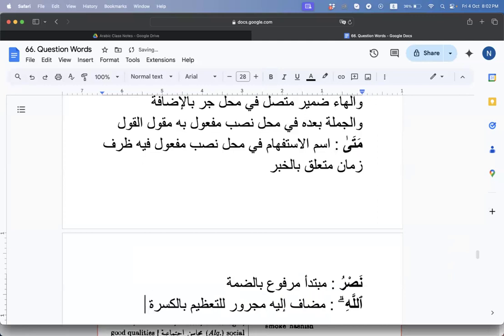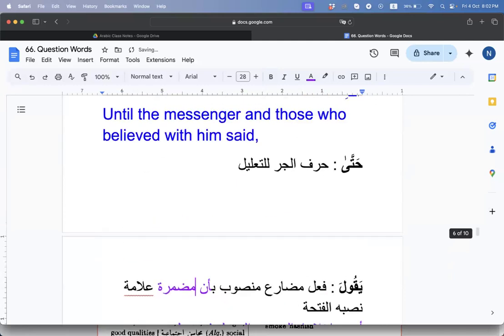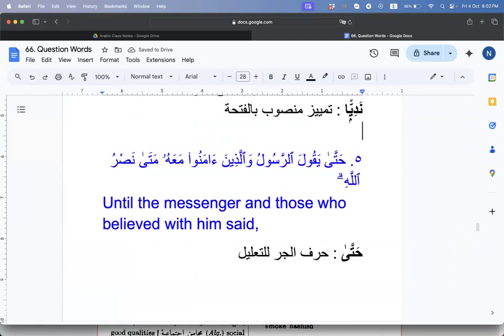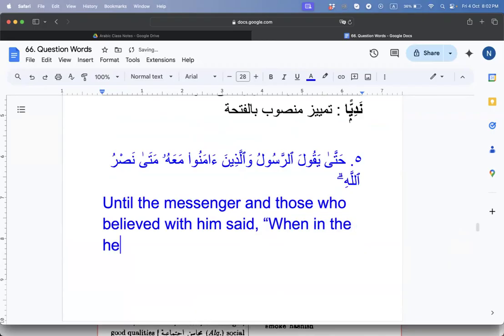Yes, بالكسرة. So what's the translation here? Mata Nasrullah? When will the help of Allah come? When is the help of Allah coming? Just like that, actually. But if you think about the khabar being mahzuf, then you can say coming. When is it coming? But even without that, it does actually make sense.